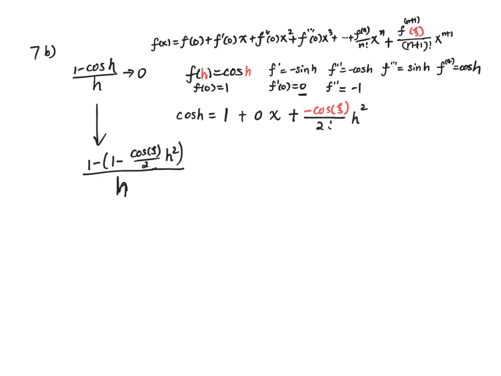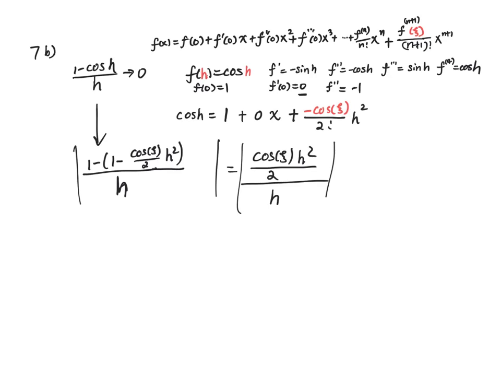Because the limit is 0, we really don't need to write a minus 0. This is a little redundant now. So this is equal to cosine xi over 2, h squared over h. And h squared and h cancel, you're left with h. And now that's where we can bound.